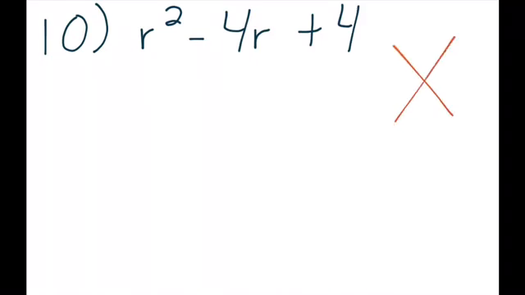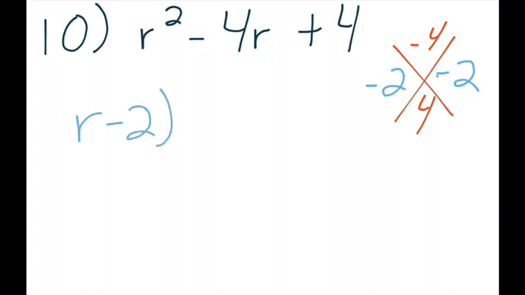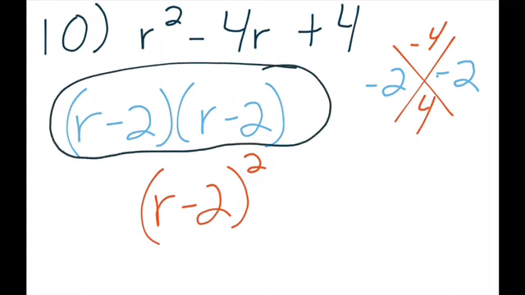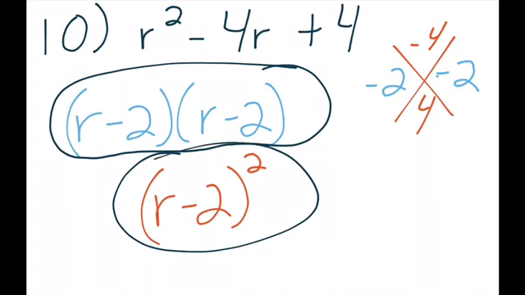So I'm looking for two numbers that when added together give me negative 4 and when multiplied give me a positive 4. Hopefully you saw that that was a negative 2 and a negative 2. So it's r subtract 2 times r subtract 2, or you could write this as r subtract 2, the whole thing squared. So either way, you could write that answer.